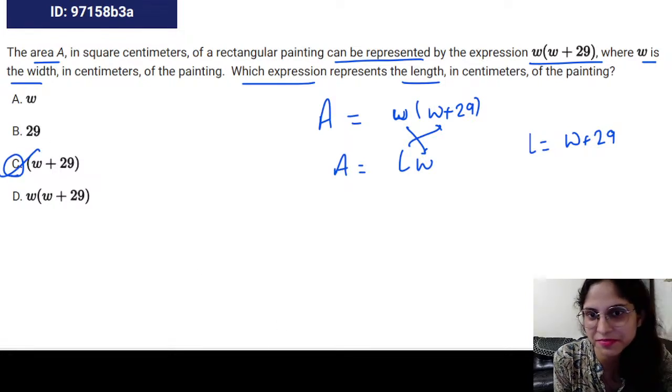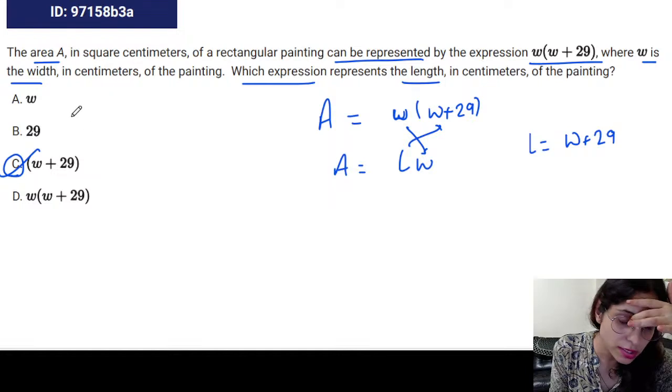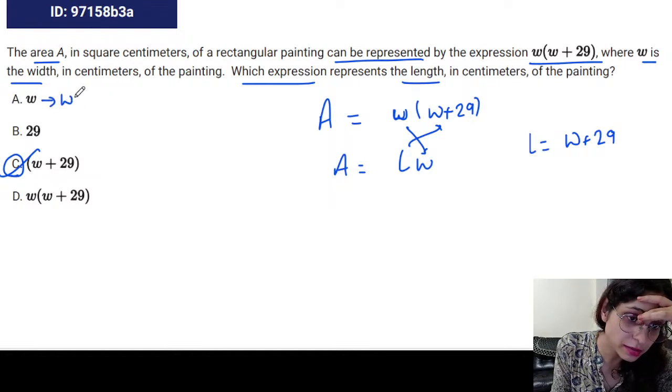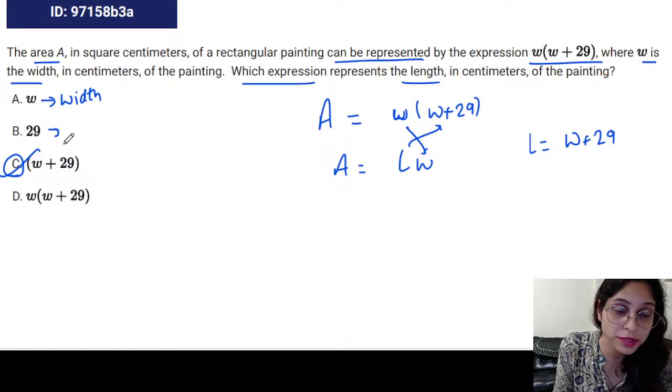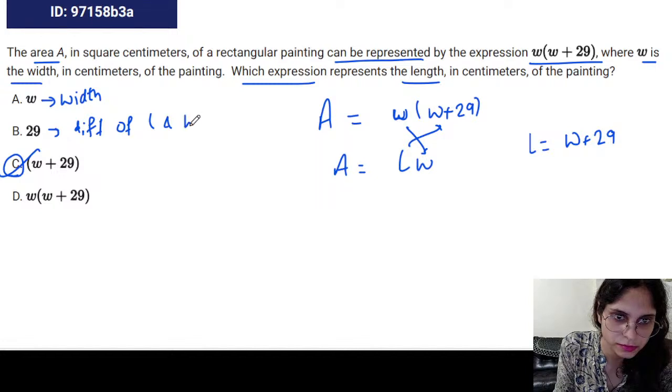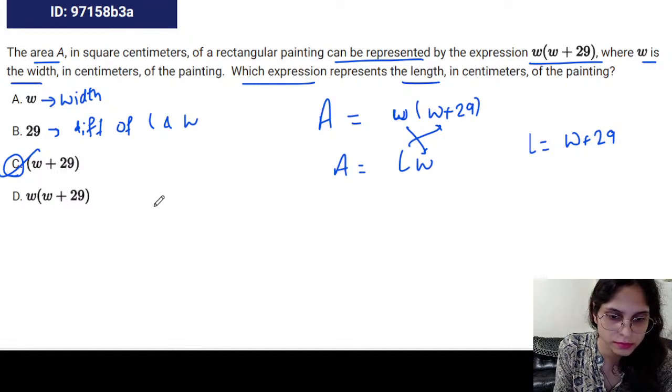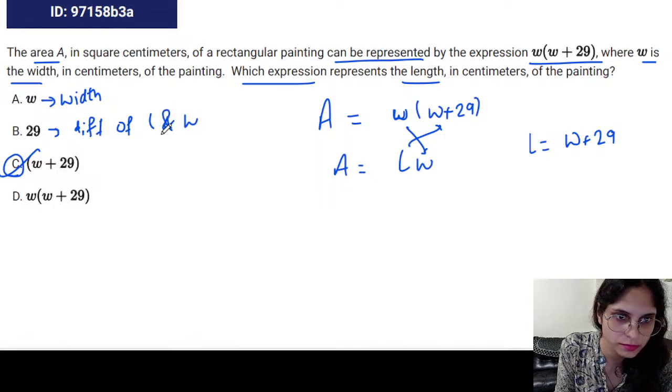That's my answer. Now what does W represent? It represents the width. 29 represents the difference of length and width. And W times (W plus 29) represents the area.